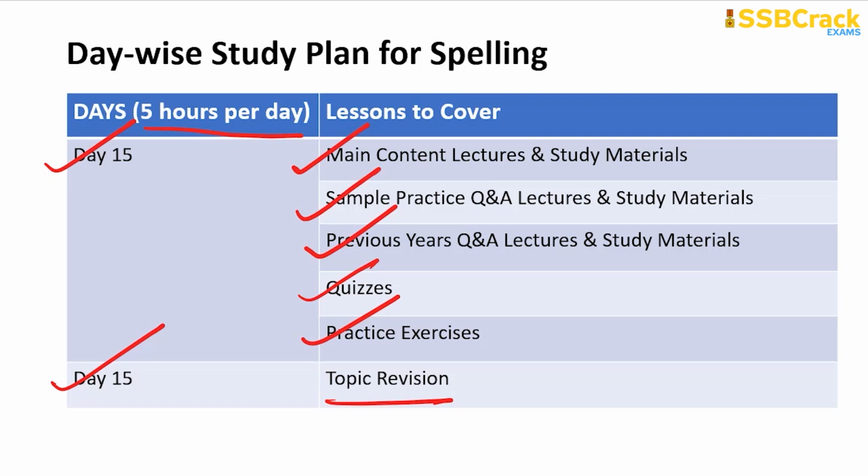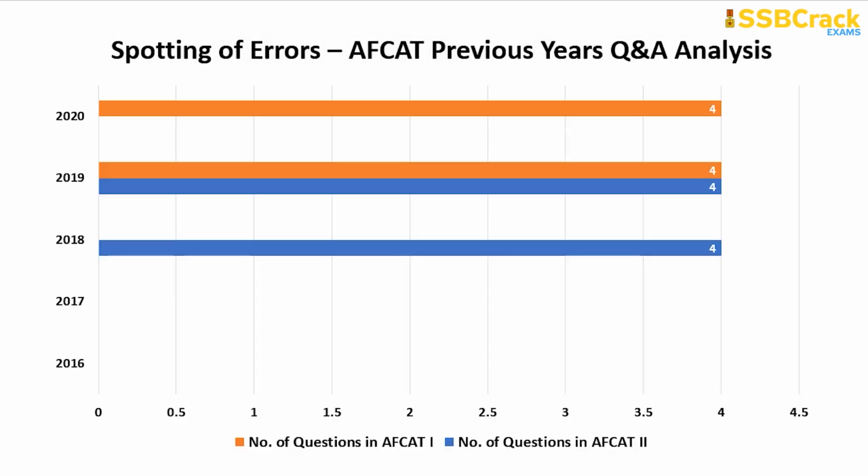Now, at the very end of this study plan, we have come to the very end of the study plan. I will also show you each and every least important topic and their analysis, why I have considered them to be of least importance. So, we'll start with spotting of errors. And as you can see, recently in 2020 AFCAT 1, 4 questions came. Also in AFCAT 1 and 2 2019, and also in AFCAT 2 2018. But no questions came in 2017 or 2016.